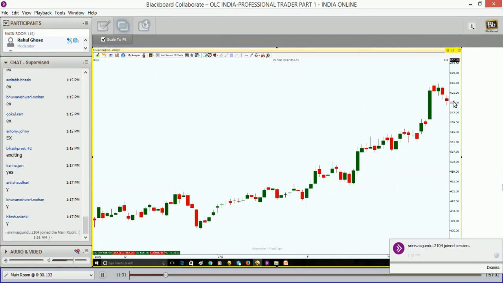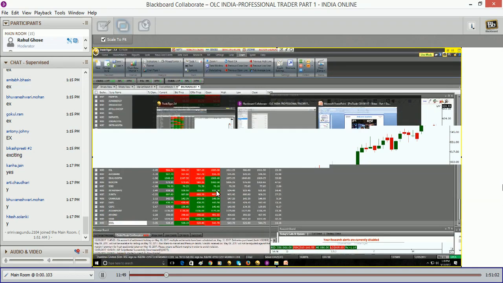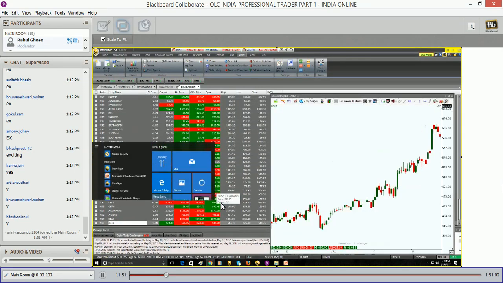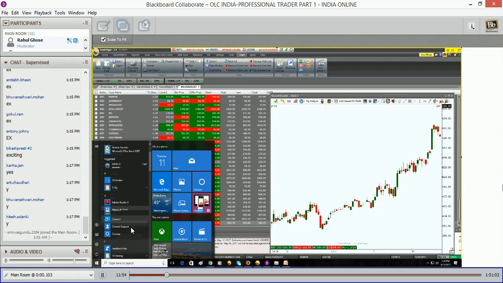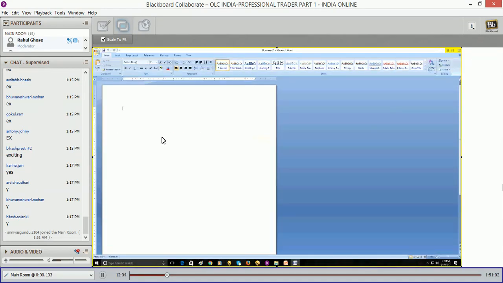Step number one is I start with my current market price. Step number two is I look left and down. So let me write it down so that everybody is clear. Let's open up Microsoft Word. Steps.